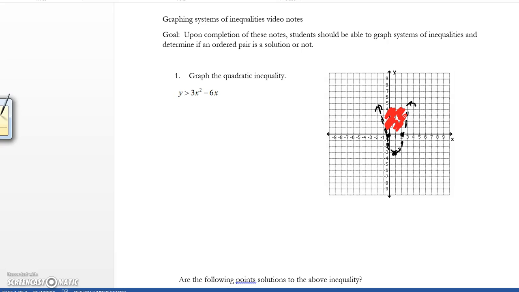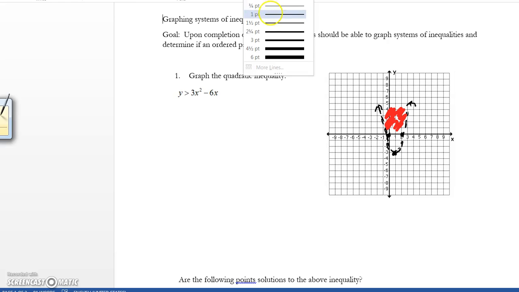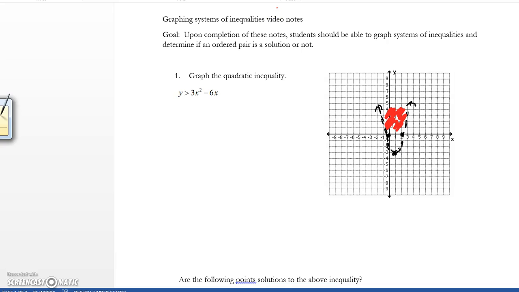I'm going to show you another way to determine which way to shade, which you've probably seen before. But let's say that I want to just test a point. Now, don't test a point that's on the graph itself. So for instance, I would like to test 0, 0. It's always nice, but I can't because it's on my graph. So I'm going to try 1, 0, which is right here.